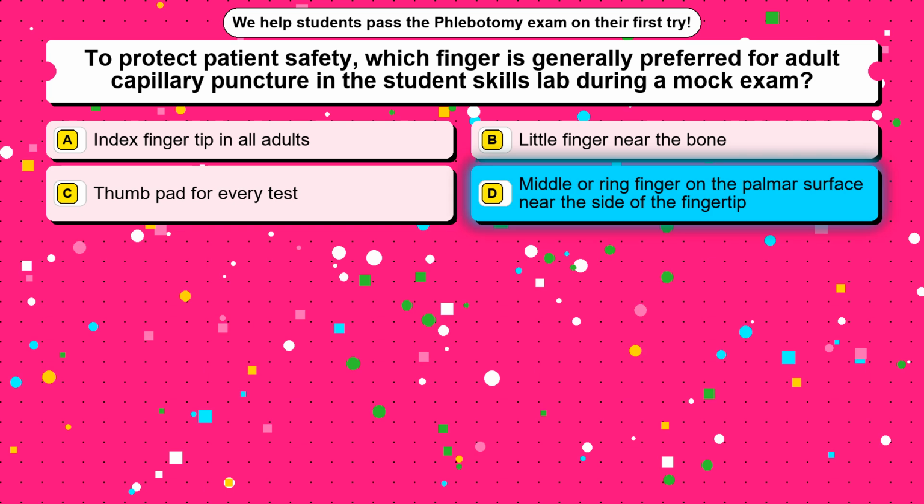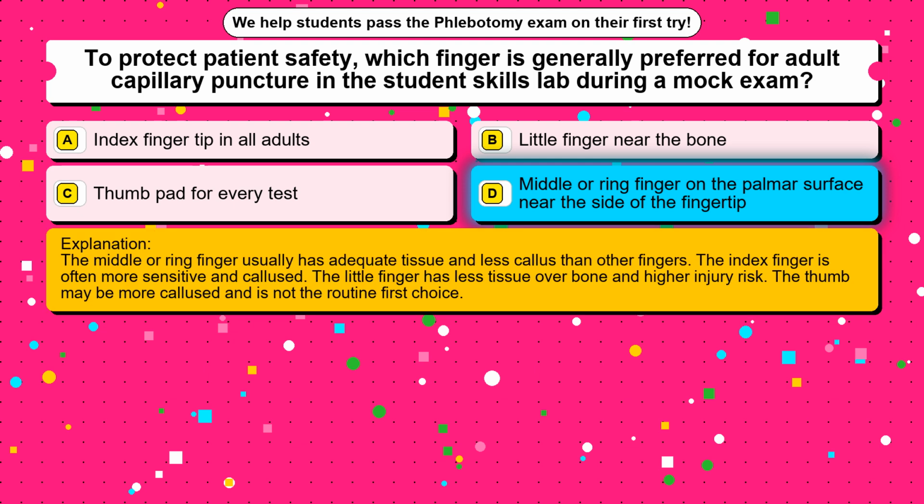The correct answer is option D. Middle or ring finger on the palmar surface near the side of the fingertip. The middle or ring finger usually has adequate tissue and less callus than other fingers. The index finger is often more sensitive and calloused. The little finger has less tissue over bone and higher injury risk. The thumb may be more calloused and is not the routine first choice.